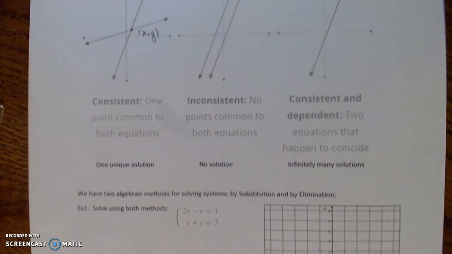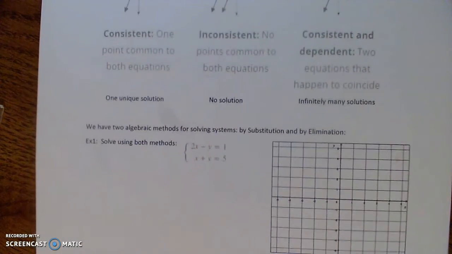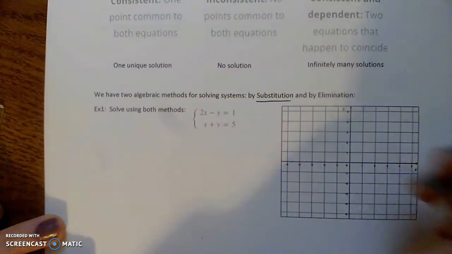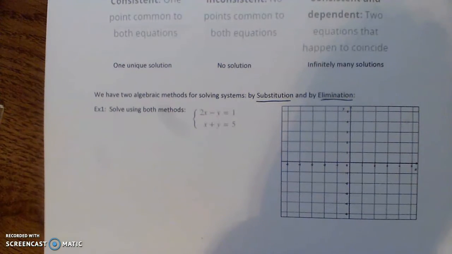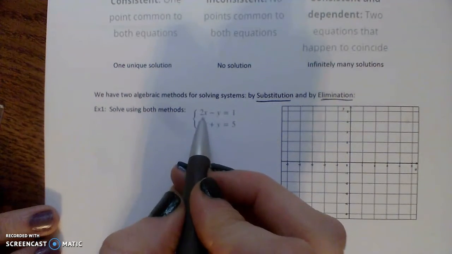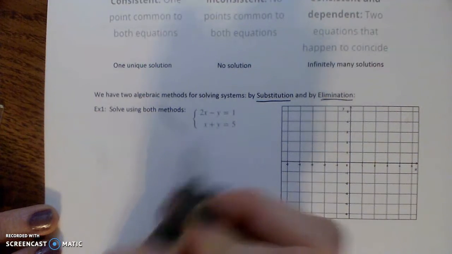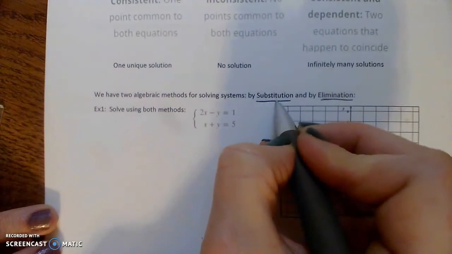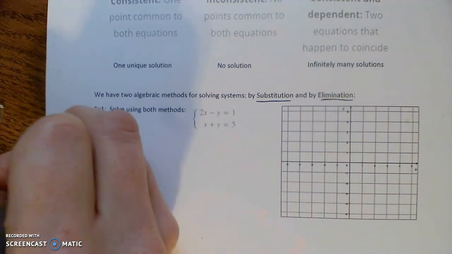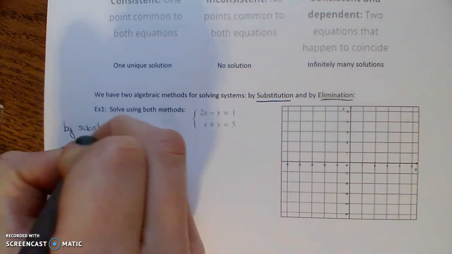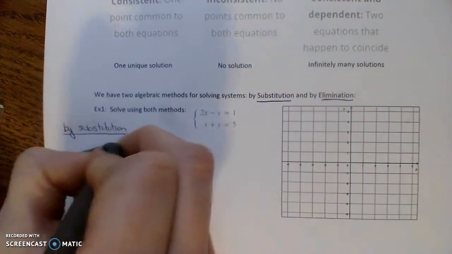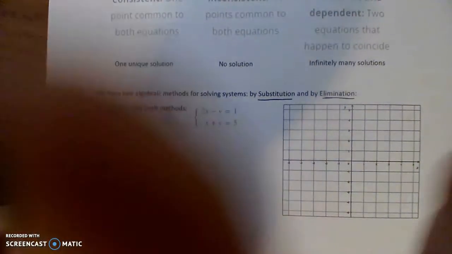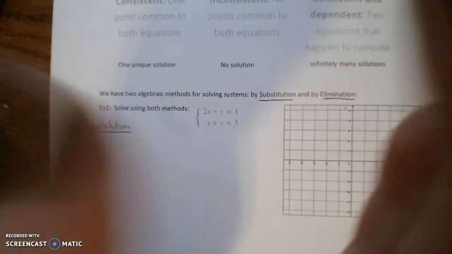Okay, so let's go through two methods that you may have seen in the past for solving systems of equations. We've got the substitution method and the elimination method. So let's go through these two methods. We've got our two equations, 2x minus y equals 1 and x plus y equals 5. If we solve by substitution, what we'll do is we'll take one of the equations, say this first one here, and we'll solve for one of the variables. Since it's almost already by itself, let's solve for y.